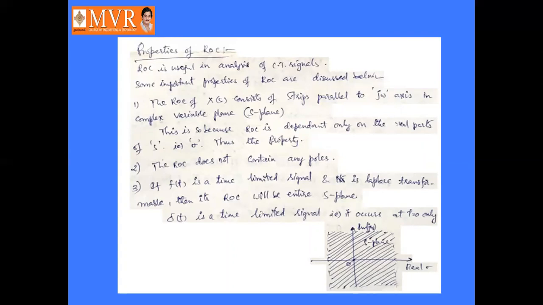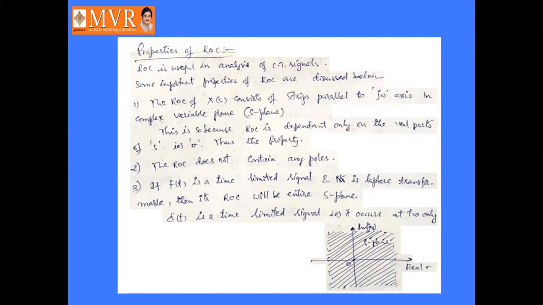Third property: if f of t is a time limited signal and is Laplace transformable, then its ROC will be the entire S plane. Okay, so delta of t is a time limited signal. Here we have taken delta of t as the time limited signal. It occurs at t equal to 0 only.